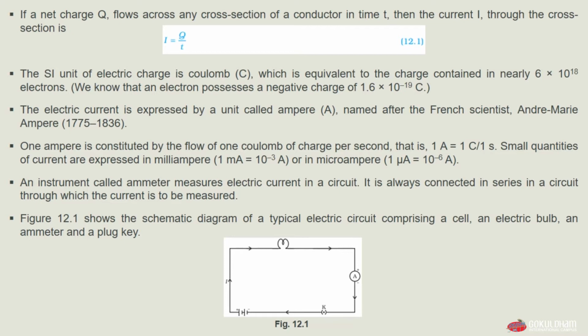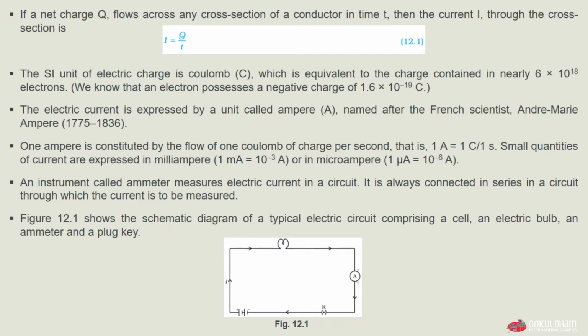The SI unit for electric charge is coulomb, or we can also write it as capital C, and it is equivalent to the charge contained in nearly 6 times 10 raised to 18 electrons. And we also know that an electron possesses a negative charge of 1.6 times 10 raised to minus 19 coulomb. The SI unit of electric charge is coulomb, C, and electric current is expressed by the unit called ampere, which is abbreviated as capital A.